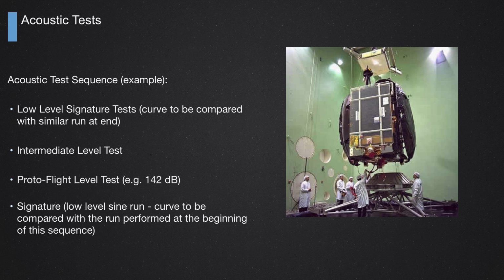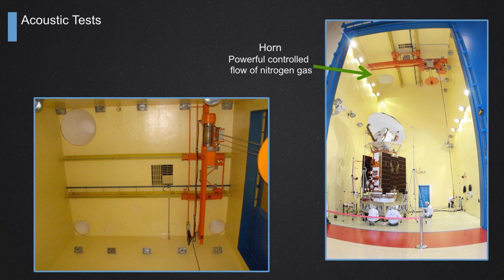This sequence is about the same as we did before in the shakers. We do a low-level signature test, we see the response of the spacecraft, we do the intermediate test and the proto-flight level test. We can go up to over 140 dB, which is a high level of vibration. And after that we do another low-level signature test to compare before and after the test whether something changed inside the spacecraft. If you get something different, I know that something has changed inside, and I have to analyze what happened inside the spacecraft during the vibration tests.